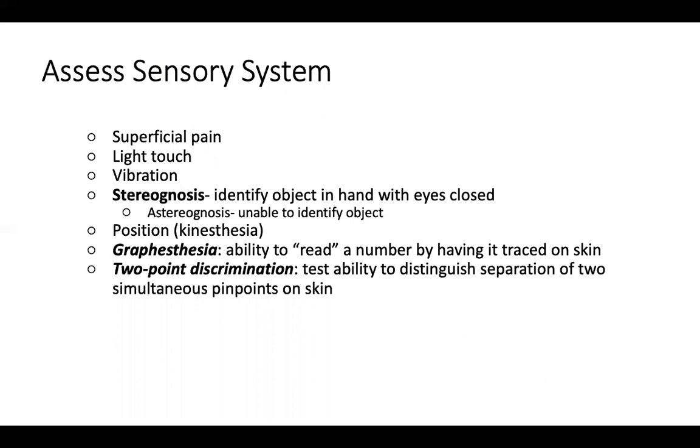Light touch: you can have them close their eyes and apply a wisp of cotton to the skin, and they can tell you where it is. Vibration: you can get a tuning fork and touch the area of their body with it. Just strike it on the heel of your hand and hold the base on a bony surface, let's say a finger or great toe, and then ask them when the vibration starts and stops. You're obviously feeling it, so you can feel that as well.